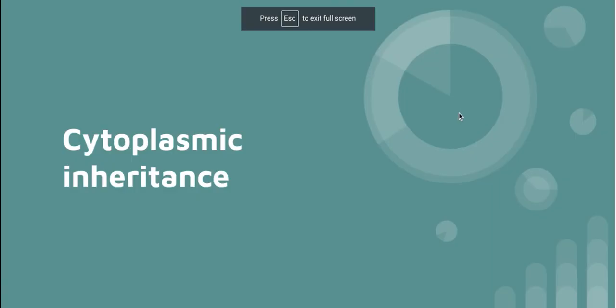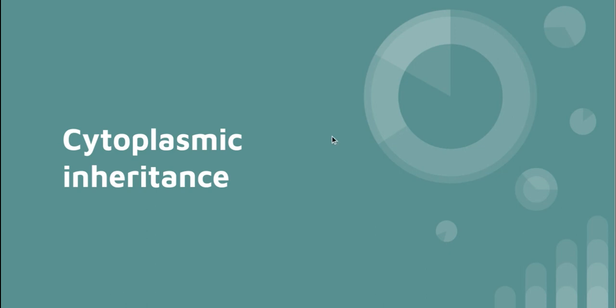Hello everyone, today we are going to learn about cytoplasmic inheritance and we will also see plastid inheritance in Mirabilis jalapa. What does cytoplasmic inheritance mean? We have a cell, and inside the cell we have a nucleus. Most inheritance patterns are governed by the DNA which resides inside the nucleus.